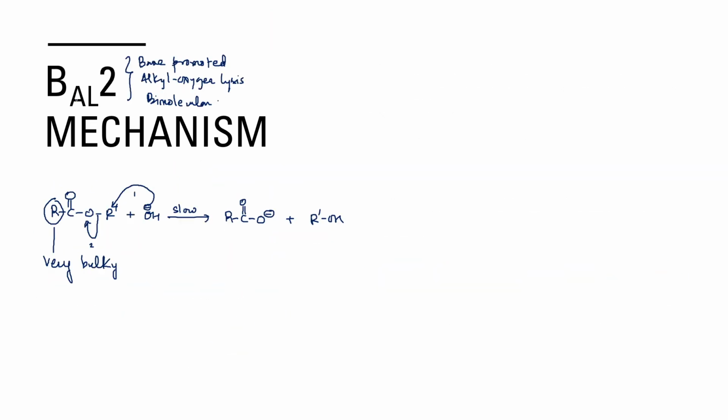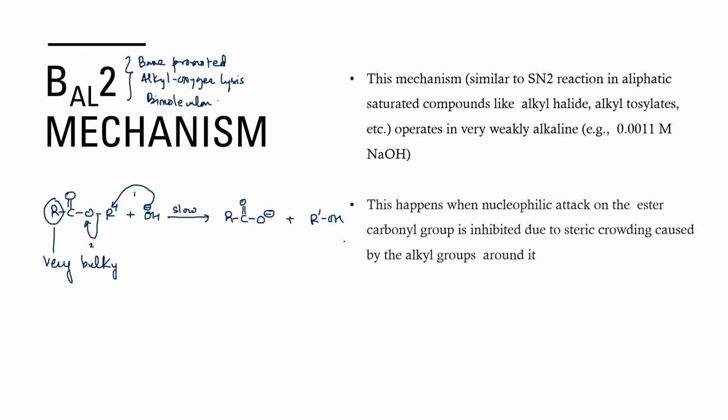Okay, so BAC2 will happen when the alkyl group connected to acyl carbon is ठीक ठाक छोटा मोटा है. Okay, it's not very bulky, but if it is very bulky, then OH minus has to attack somewhere. It will attack the alkyl group and perform a displacement of the acetate unit or the carboxylate unit. Okay, so this is how the reaction will take place. Let's look at an example.